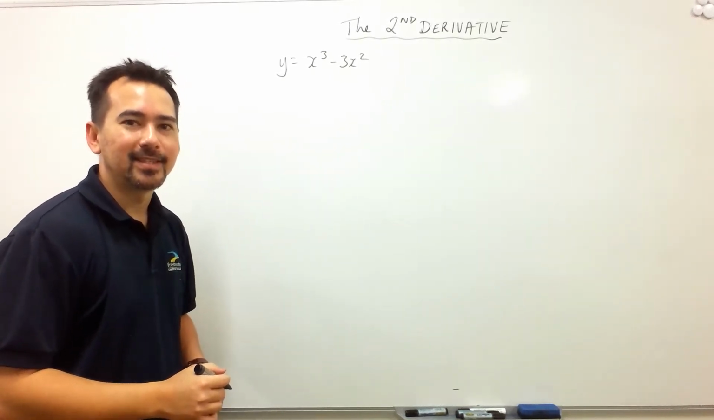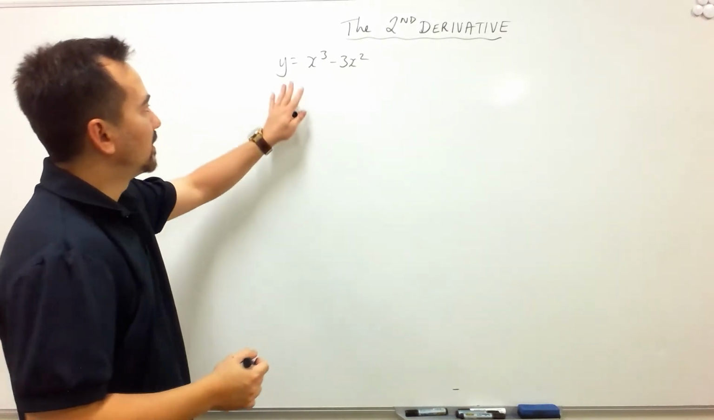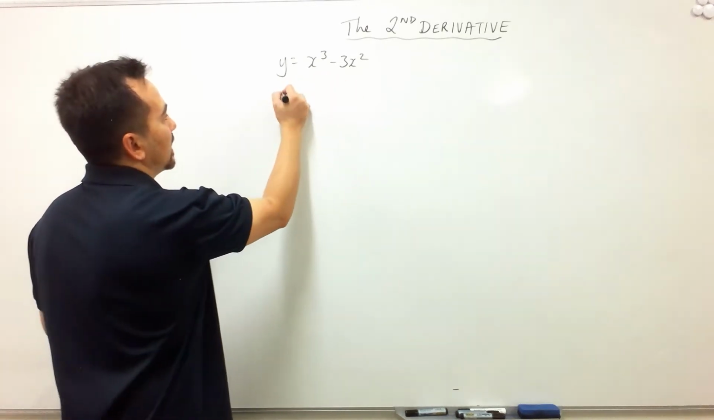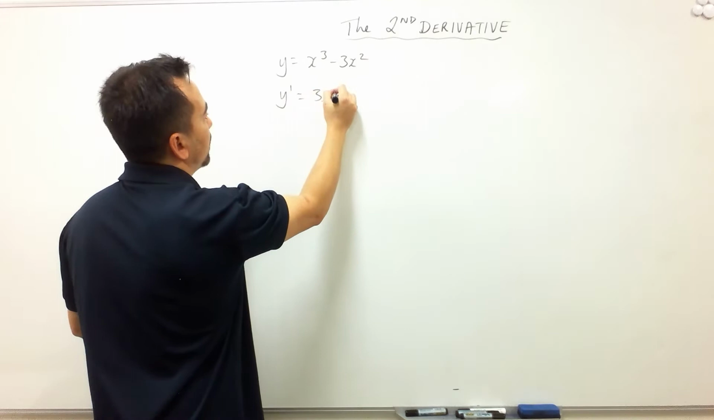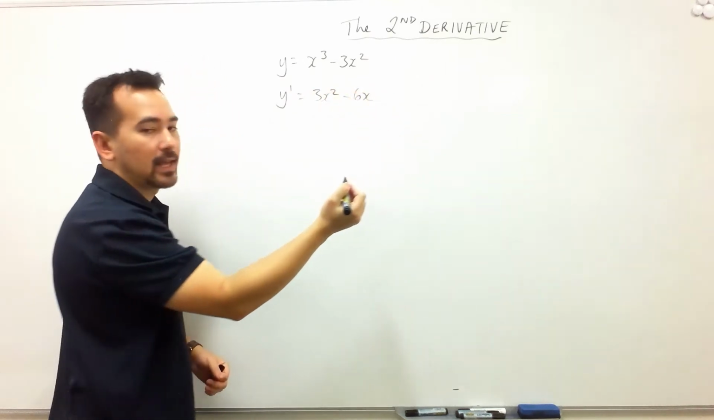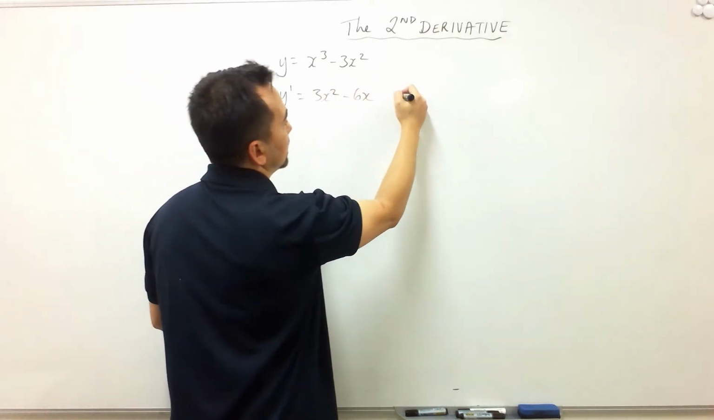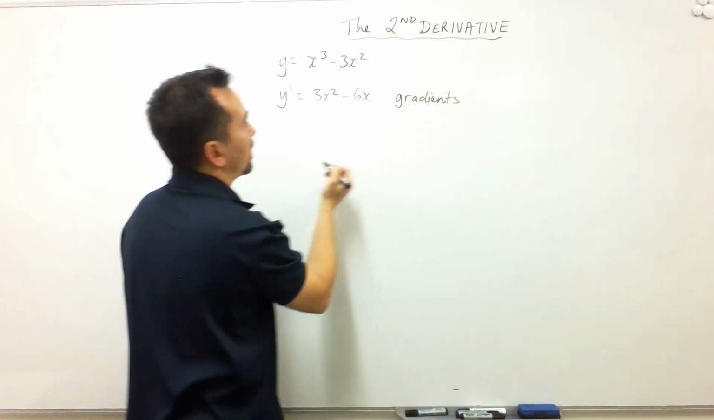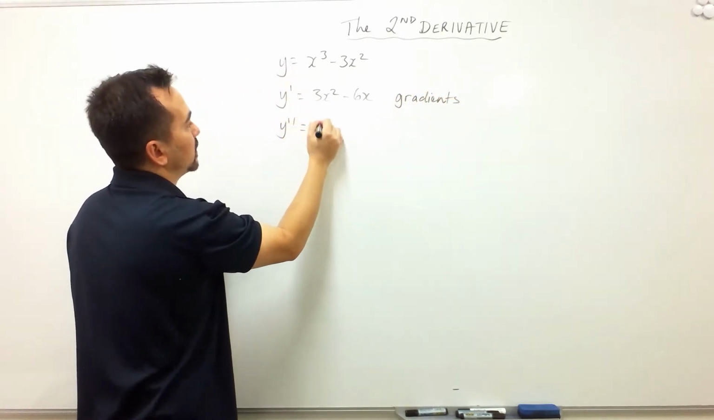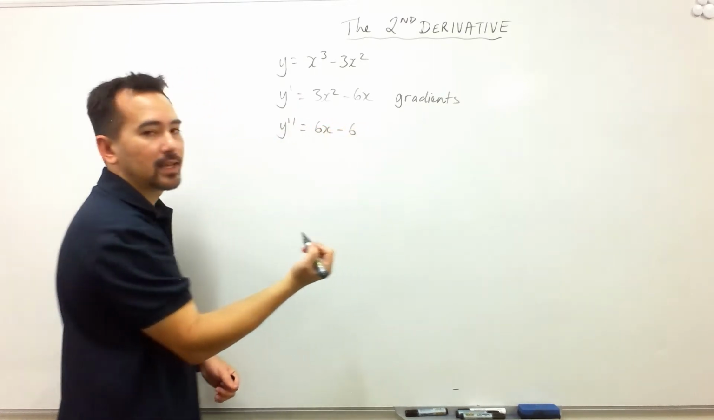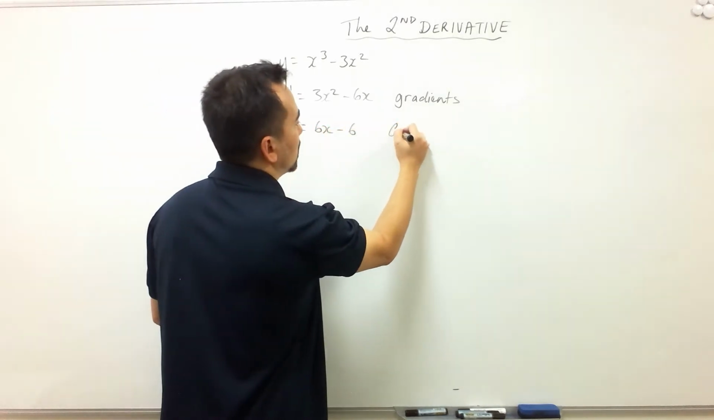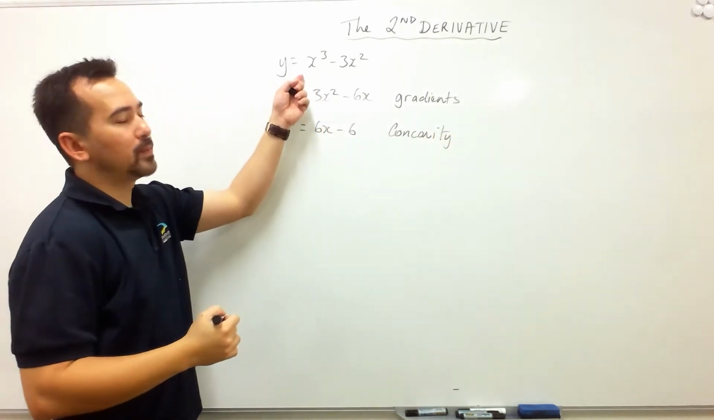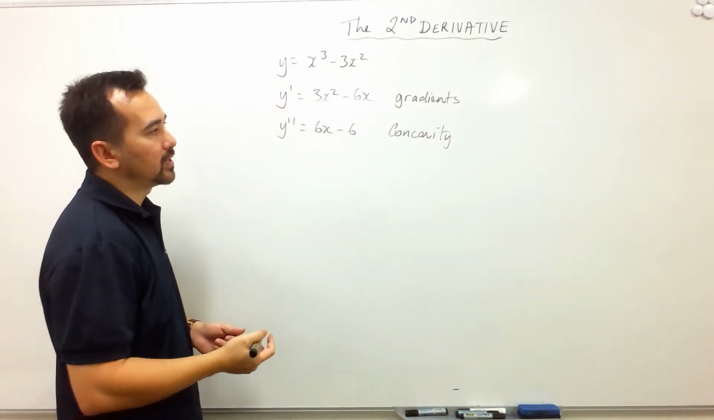Let's have a look at the second derivative. The function y is equal to x cubed take away 3x squared has a first derivative 3x squared take away 6x, and this function tells us about the gradients. Now, the second derivative, which is 6x take away 6, tells us about concavity, whether the cubic function is concave up or concave down.